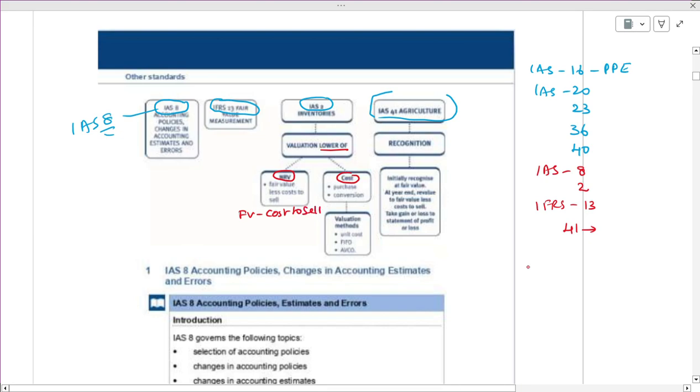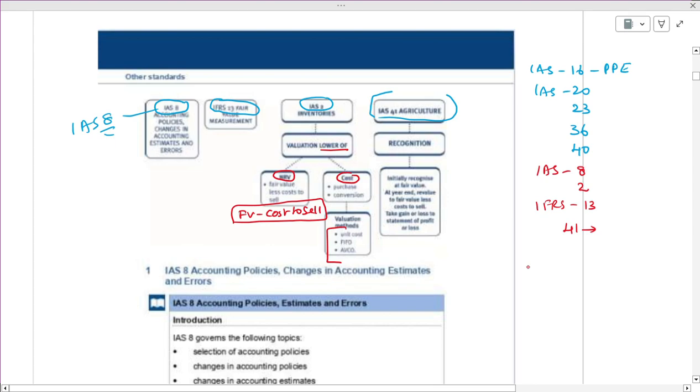Once we are doing it, the rule will never change. Okay, cost to sell. Net realizable value. What is the cost? Purchase or conversion cost. What we are doing, these are the methods. Valuation methods are there: LIFO, FIFO and average cost.